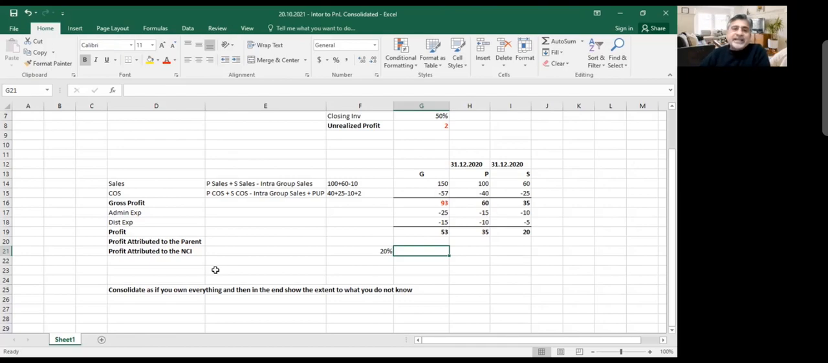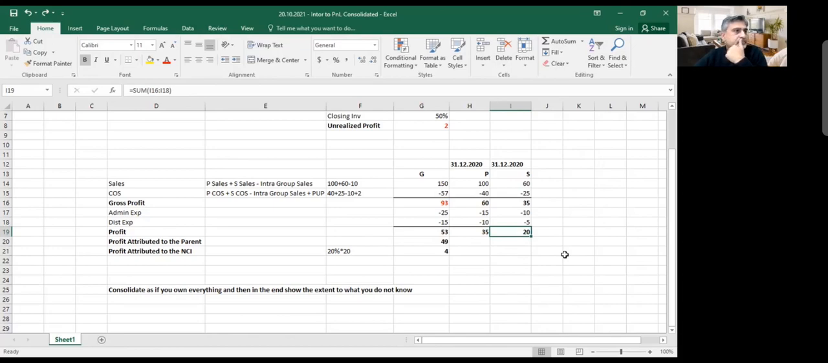Where is NCI? NCI lies where? Do you think NCI is in P? No, it's in the group level. NCI is only in S. So NCI is 20% of S. So I should be giving NCI 20% of 20. That goes to NCI, which is $4. And here we'll take 53 minus 4. Group will get 49. Because NCI is not 20% of 53. It is 20% only of S, which is $20.